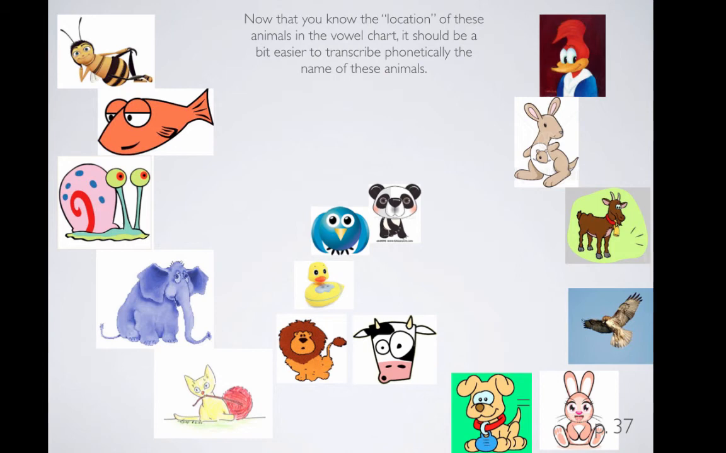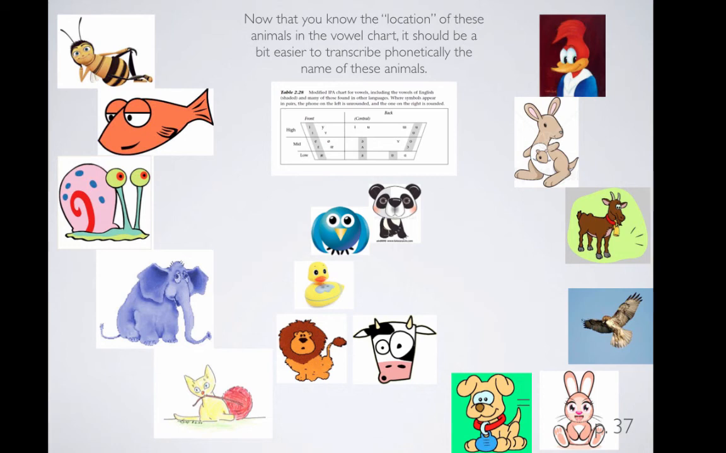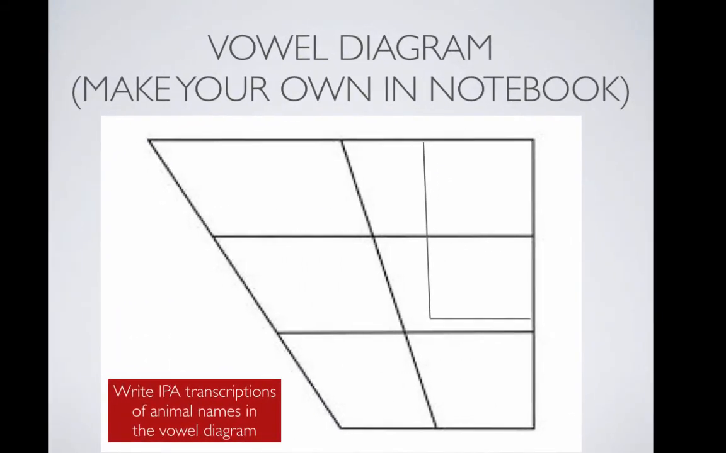So now that you know the location of these animals in the vowel chart, it should be a bit easier to transcribe phonetically the names of these animals. Please use this chart to figure it out. You could also use this vowel diagram by making your own in your notebook and writing the transcription of all the animals where appropriate.